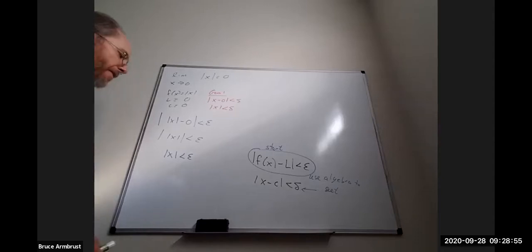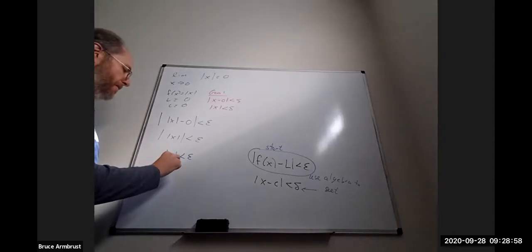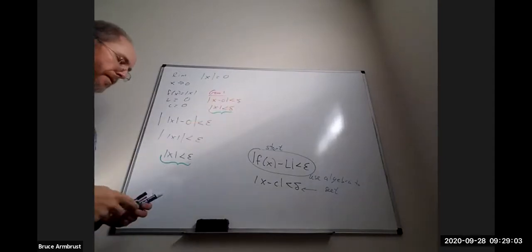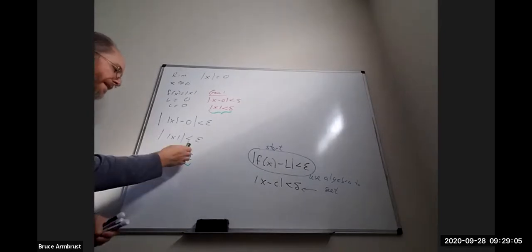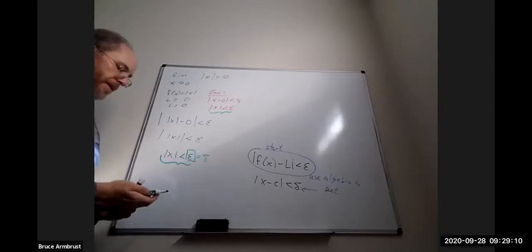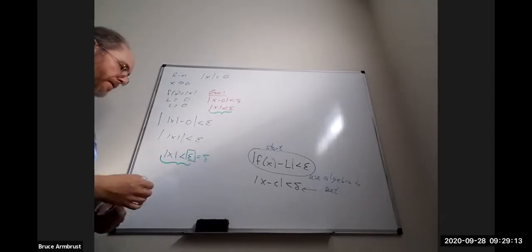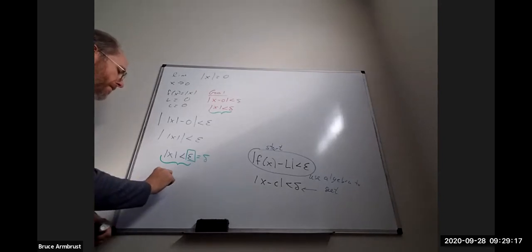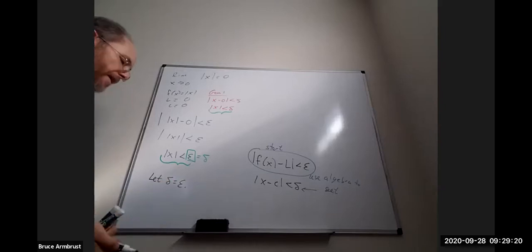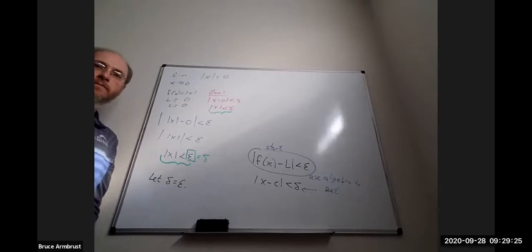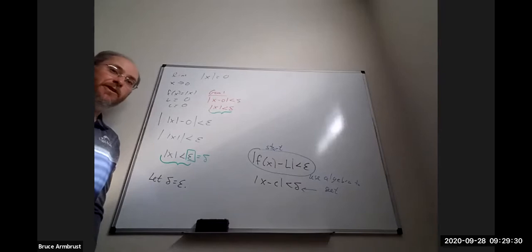Okay, but now notice that this form right here matches the form that we want. And so what I need is everything on this side of the inequality to be delta. So in this case, we're going to let delta equal epsilon. So this one's actually really easy.